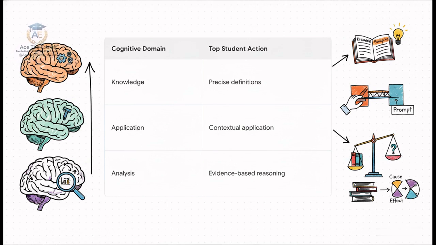Now what's really interesting about this slide is how it maps exactly to the examiner's brain. Look at the cognitive domains on the left. The assessment objectives target basic knowledge, practical application, and high-level analysis. The average student, like Alex, stops at knowledge. But look at the top student action on the right. Top students anchor their theoretical architecture in precise definitions. They apply those definitions to the specific context provided, and they utilize evidence-based reasoning. This is where we introduce the PEEL framework: point, evidence, explanation, link. You make your point, you back it up with evidence from the data, you provide the explanation of how it works, and you link it back to the command word.